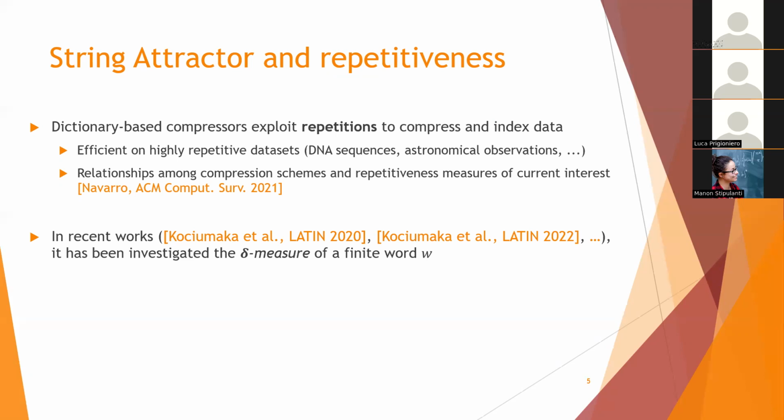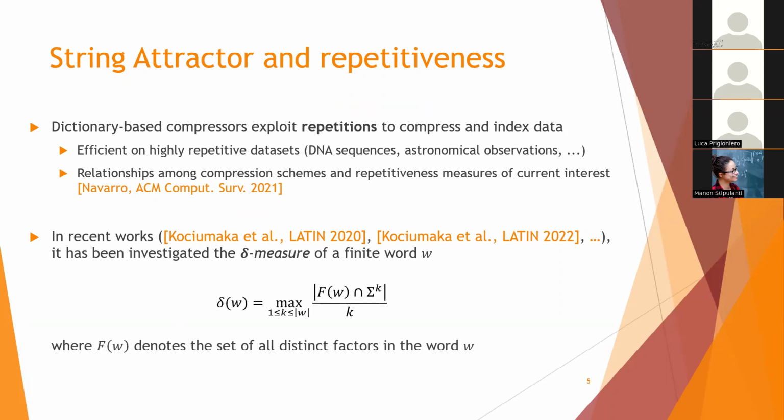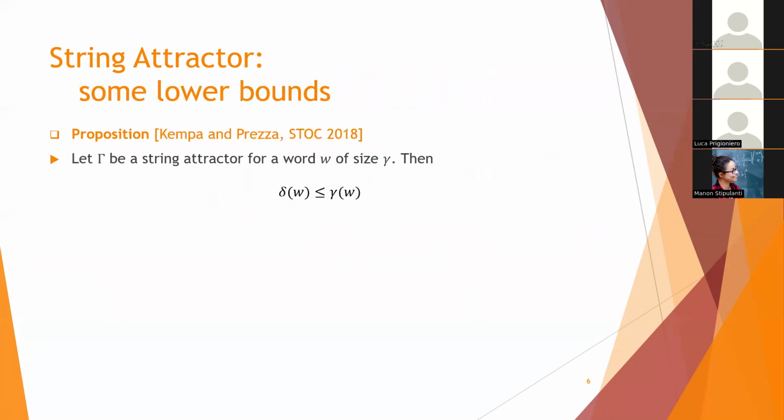Also in recent works, Kociumaka and others in LATIN 2020, and also a work that will appear in this year's edition of LATIN, they investigated the so-called delta measure of a finite word, which consists of the maximum ratio of the number of distinct factors of length k over k. In this case, we denote with F(W) the number of distinct factors in our finite word. This delta measure represents a natural lower bound for the size of a string attractor.